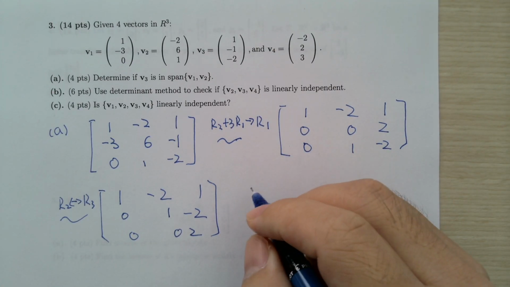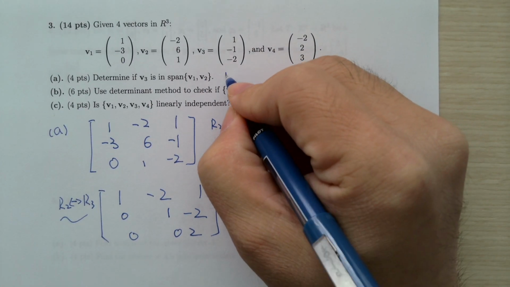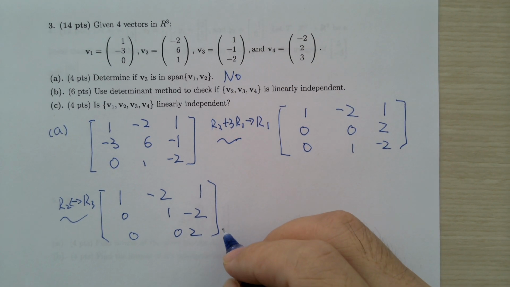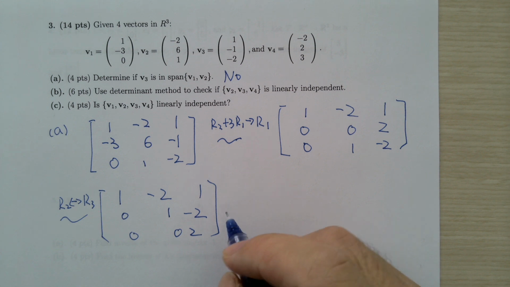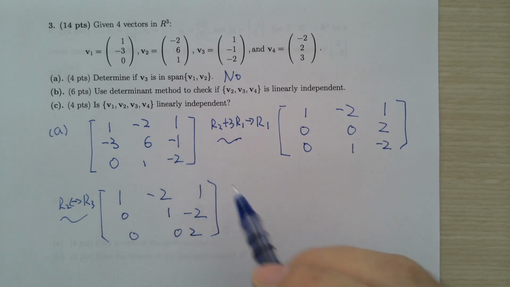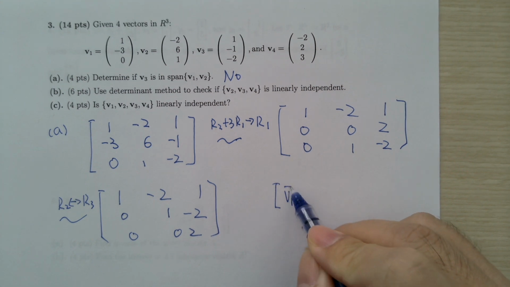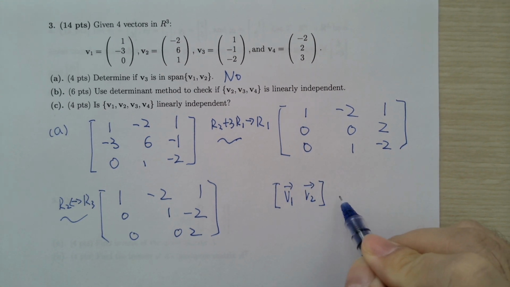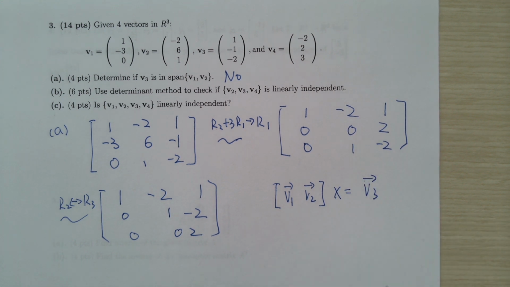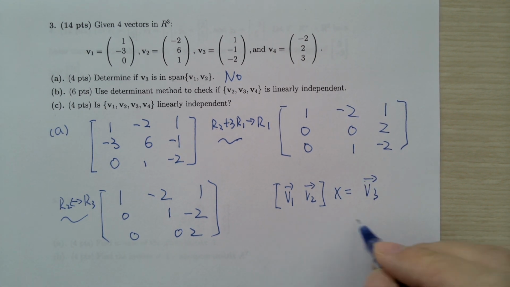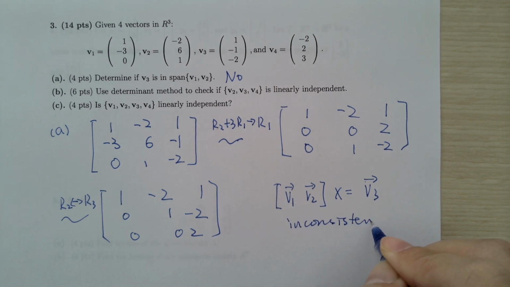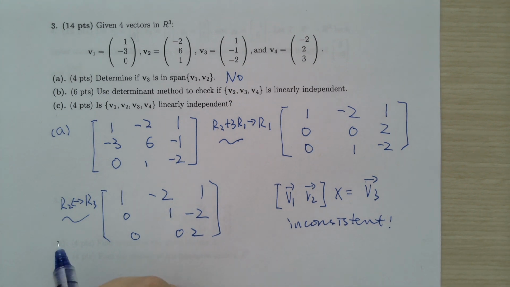So the answer for this one is no. Okay. In other words, you can also think about this. So the corresponding matrix equation, the matrix is going to be v1, v2, x equals v3. So this matrix equation is inconsistent. Okay, hence it's not in a span.